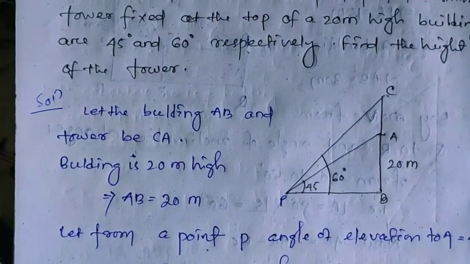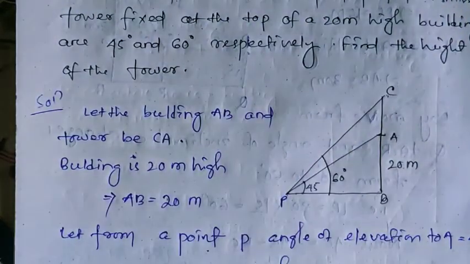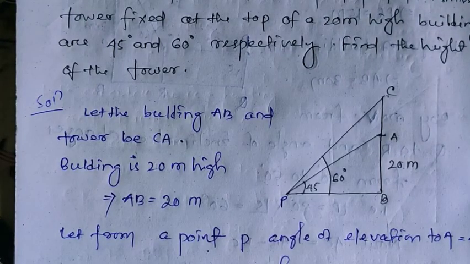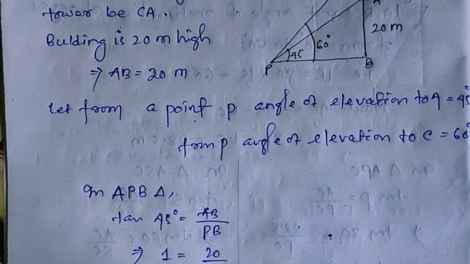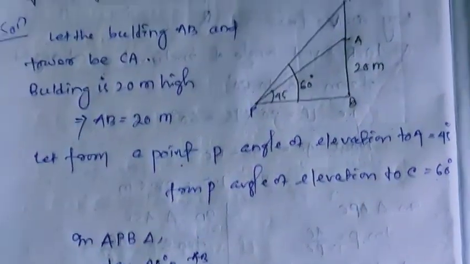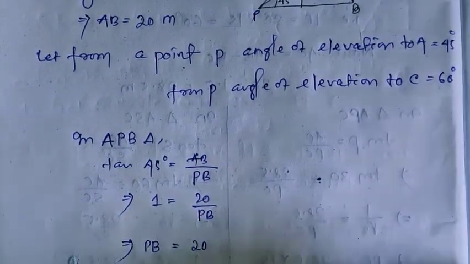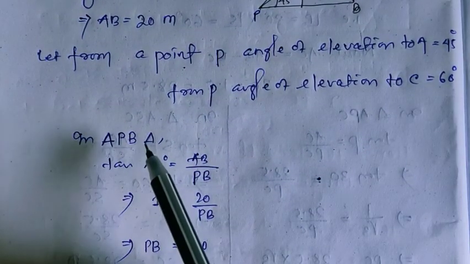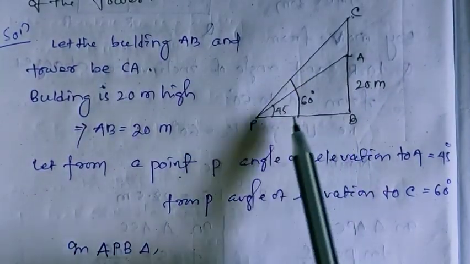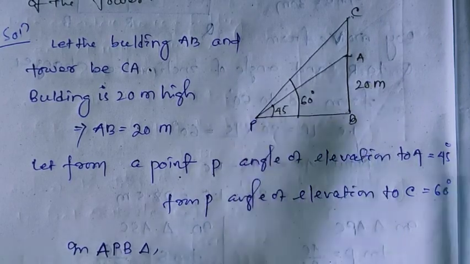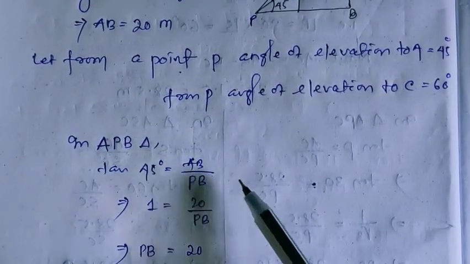So I am writing this here. Let the building be AB and the tower be CA. The building is 20 meter high, so AB is 20 meter. From point P the angle of elevation is 45 degree. From point P, the angle of elevation to C is 60 degree. Here is C. So here in triangle APB, tan 45 is equal to AB by PB.